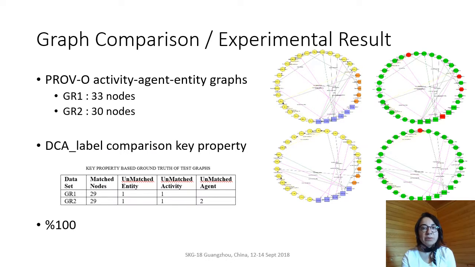In our experiments, we use graph 1 and graph 2. Graph 1 has 33 nodes and graph 2 has 30 nodes, of Prov-O activity, agent, and entity items. In DCA label experiments for the graphs, key property-based ground truth values are shown in the table. We get 100% accuracy of comparison performance, which is visualized in the figure on the left side.